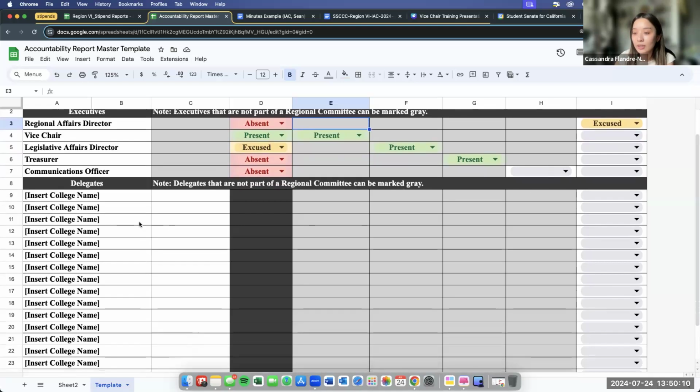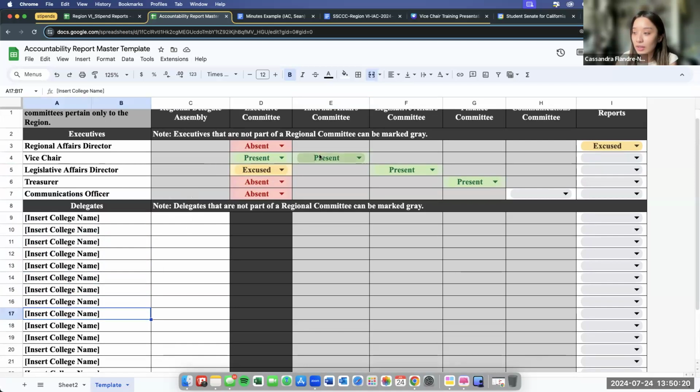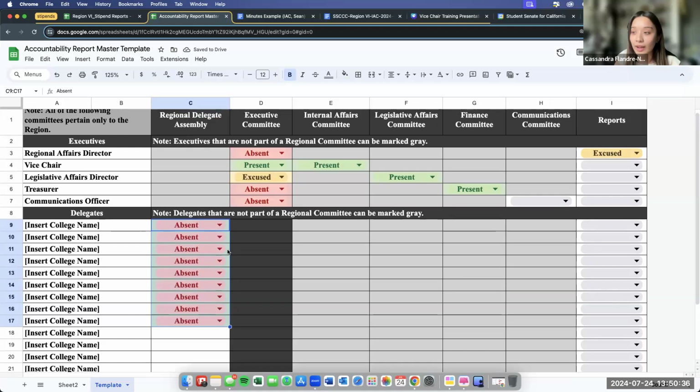Now going on here, for the delegates, again, you're going to insert their college name, and you don't need to insert their actual name as it'll be notated by their college. And then here you want to make sure that you copy and paste. So one thing that'll be super helpful for you all is you can copy and paste this chip here and then put it down here, so that way you can update it. So you could drop it down to make it easier for you all and know the status of their presence at the regional delegate assembly.